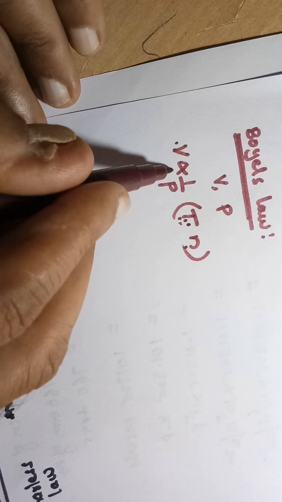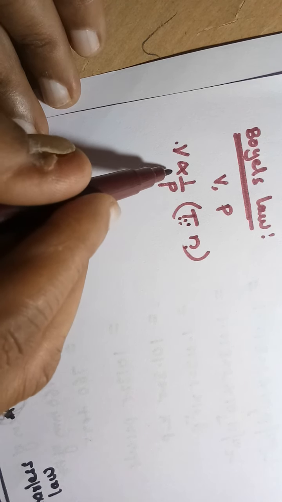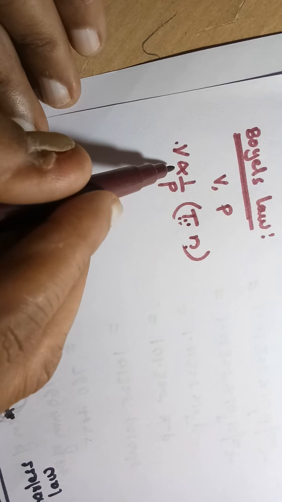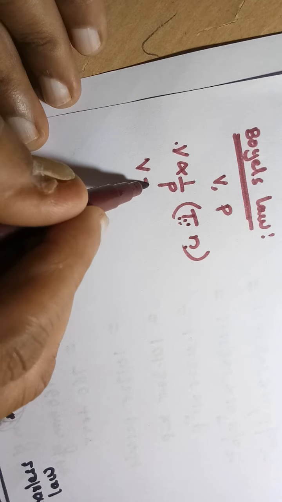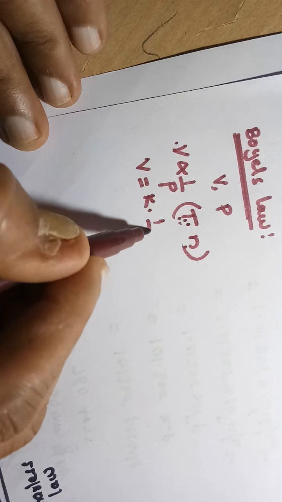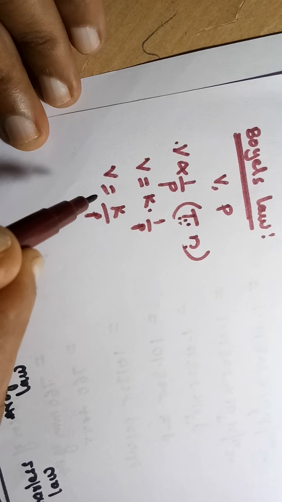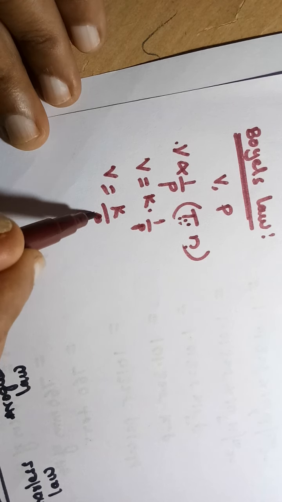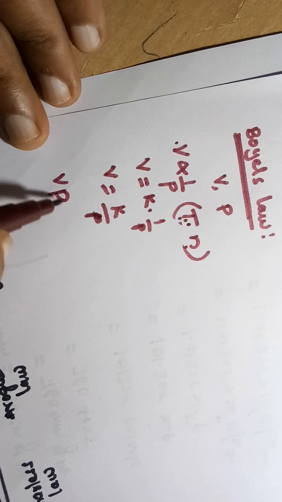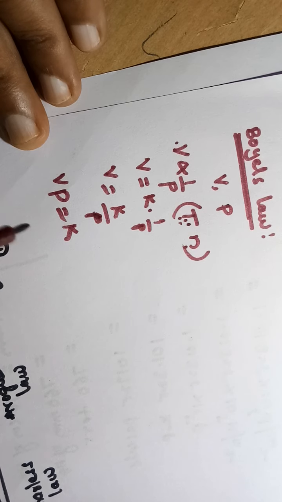So now this is the mathematical relation. In order to remove the proportionality symbol, we put an equal sign and a constant k into 1 by P. We can write k into 1 as k by P. Now P is sent to this side, so VP is equal to k.